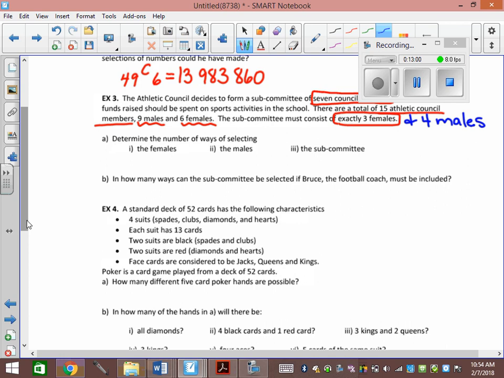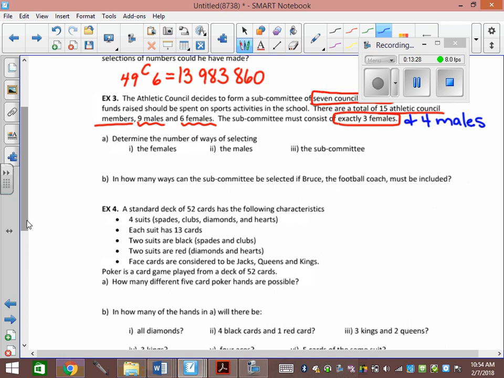How can we guarantee choosing females? How can we guarantee from those 15 people that we are choosing from, like, females? Guaranteed getting 3 females. Yes. We have to actually choose them from the females, right? You take all 6 females, you choose 3. You take all 9 males and you choose 4. That's the only way you can guarantee choosing a male from a male, female from a female.